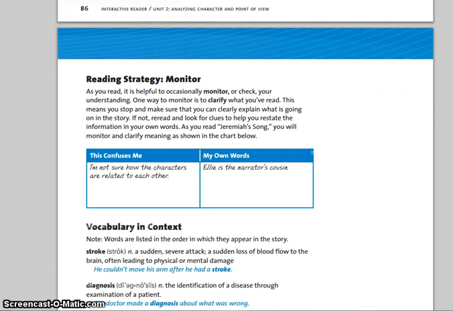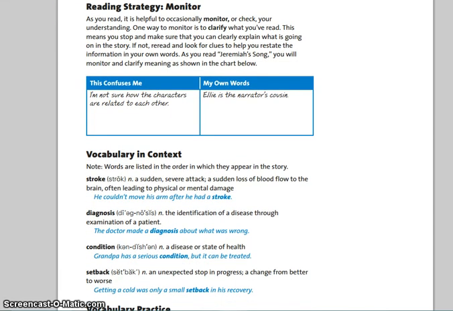Let's go on to page 87. It says, reading strategy, monitor. As you read, it is helpful to occasionally monitor or check your understanding. One way to monitor is to clarify what you've read. This means you stop and make sure that you can clearly explain what is going on in the story. If not, reread and look for clues to help you restate the information in your own words. As you read Jeremiah's Song, you will monitor and clarify meaning as shown in the chart below.